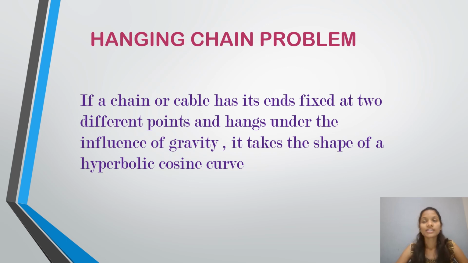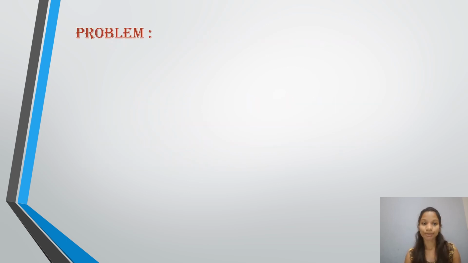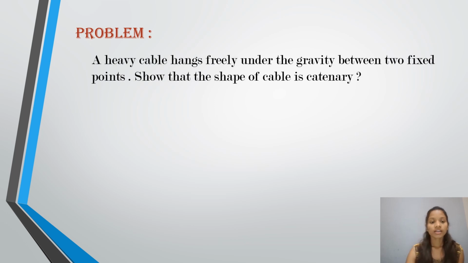As we all know, hanging chains are chains which are hung between two points. Here, in this theorem, they are going to prove that this hanging chain takes the shape of a hyperbolic cosine curve. Okay, now let us go to our problem. Our problem is: a heavy cable hangs freely under gravity between two fixed points. Show that the shape of the cable is a catenary.